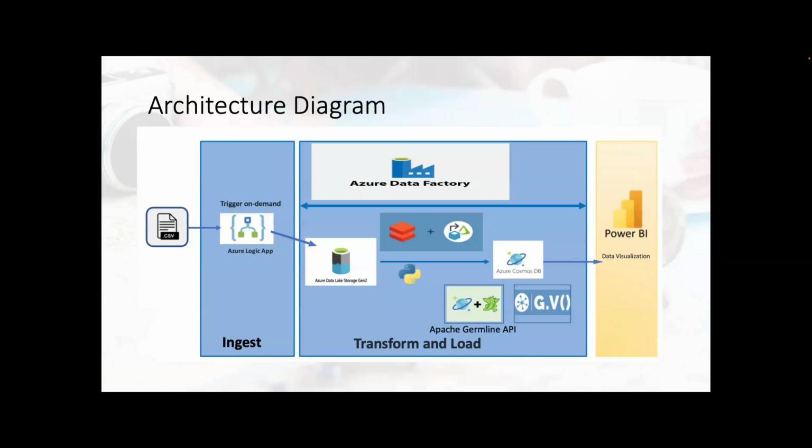Going deep into our architecture diagram, this is our overall architecture diagram. We had our source data in CSV format, which we ingested using Azure Logic Apps into blob storage, and then used Azure Data Factory and Databricks with PySpark code to clean the data, process it, and then load the data into Cosmos DB, document data model and graph data model, and then use Power BI and Tableau for visualization.